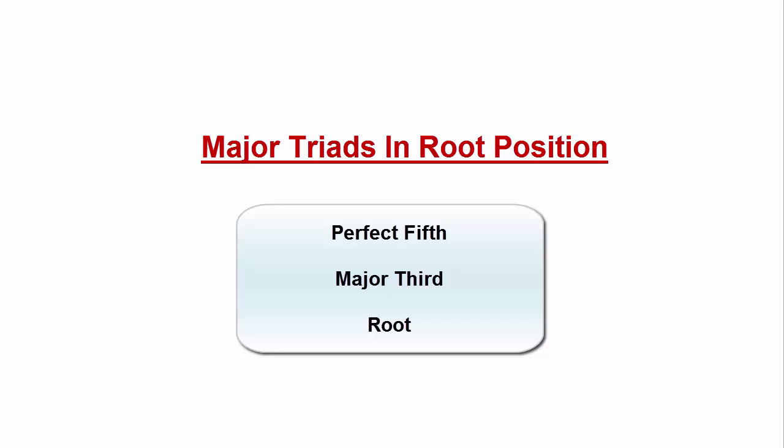If a triad is made up of a root, a third, and a fifth, then a major triad is specifically made up of a root, a note that is a major third above that root, and a note that is a perfect fifth above that root. And it sounds like this.